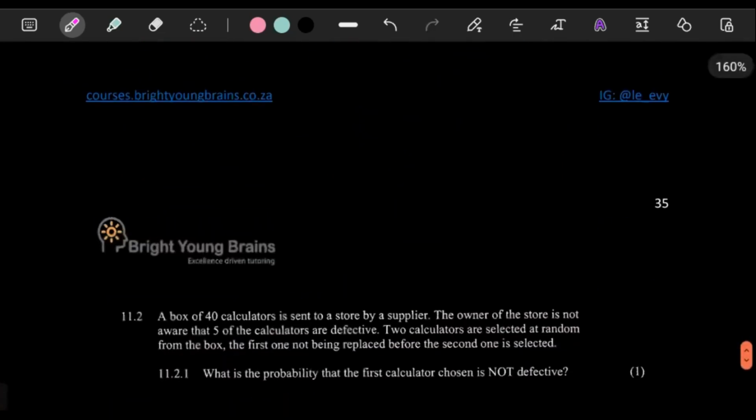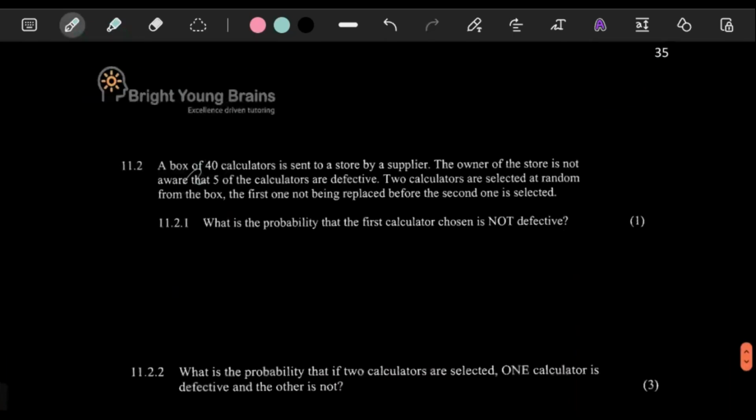Now, let's see, 1.2 says the following. A box of 40 calculators is sent to a store by a supplier. The owner of the store is not aware that 5 of the calculators are defective. 2 calculators are selected at random from the box. The first one is not replaced before the second one is selected.